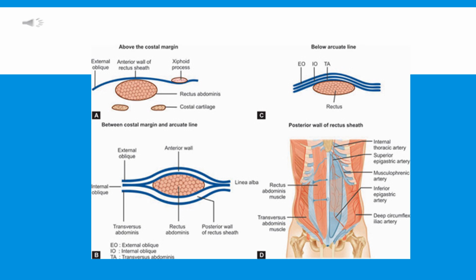transversus abdominis muscle. Below the level of arcuate line, the anterior wall is formed by the aponeurosis of all the three flat muscles. Among these, the aponeurosis of the transversus abdominis and internal oblique are fused, but the aponeurosis of external oblique lies separate. Posterior wall is deficient. Here the muscle directly rests on fascia transversalis. This is the formation of rectus sheath.